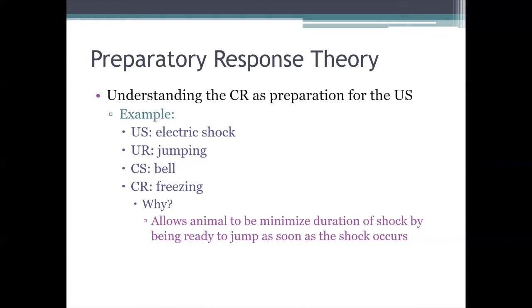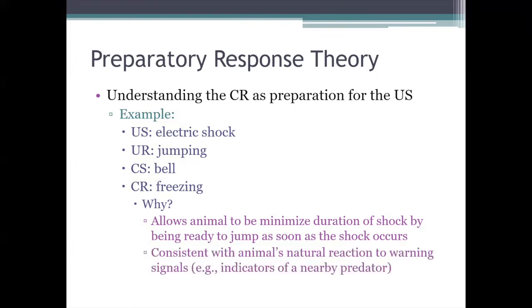It's anticipating the shock. And it's actually a good idea for the rat to have that kind of posture in anticipation of the shock, because that way it can minimize how long it actually experiences the shock by being ready to jump off of that electrified floor as soon as the shock occurs. So, again, we can understand that conditioned response, that freezing response in this case, as a preparatory response. It prepares the animal for the unconditioned stimulus.